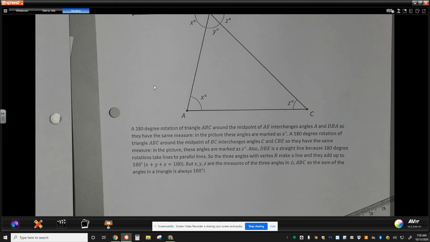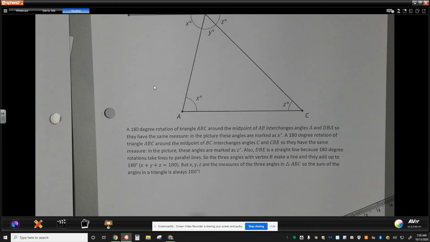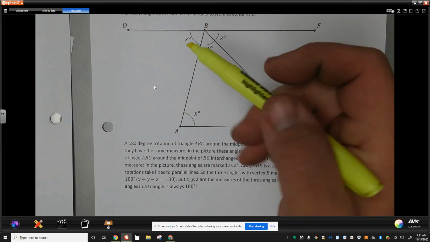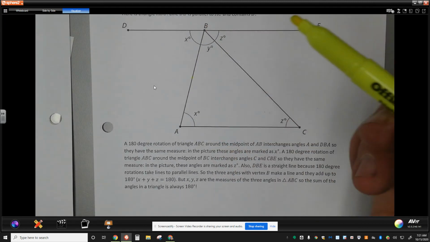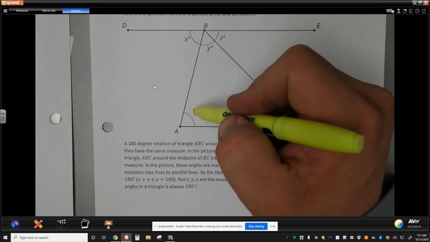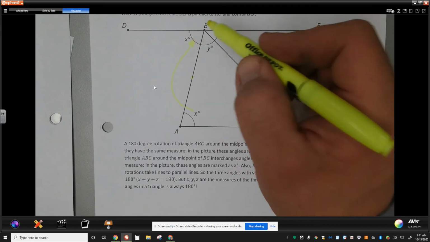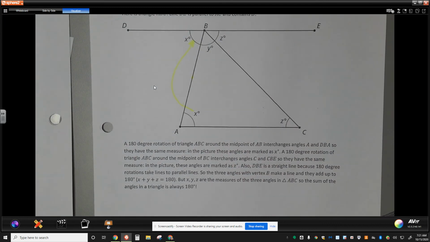A 180 degree rotation of triangle ABC around the midpoint of AB, if we're going to make this a midpoint, around this point, will exchange some information. It will exchange this angle for its alternate interior angle. And because we're dealing with alternate interior angles of parallel lines, these angles must be equal to each other.